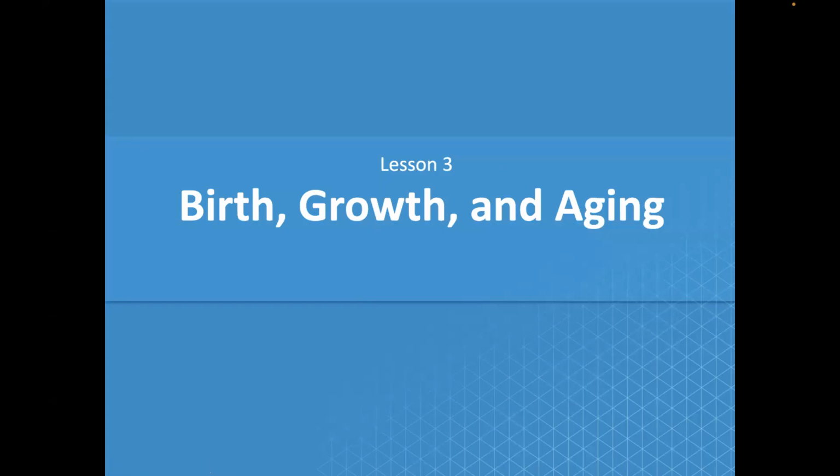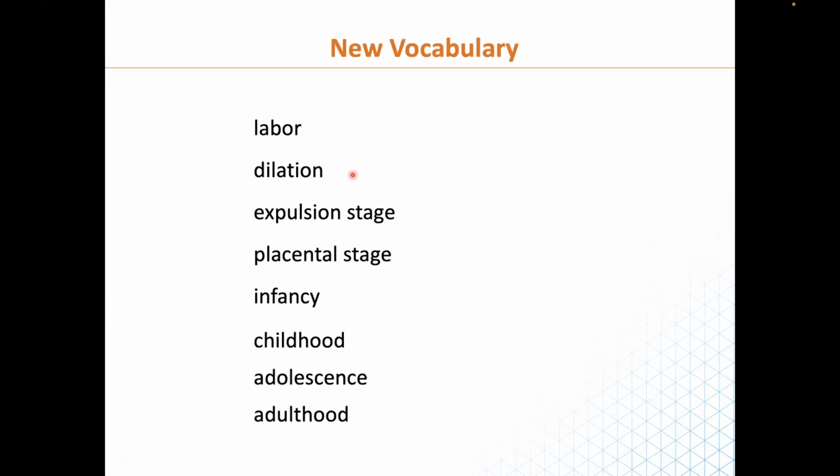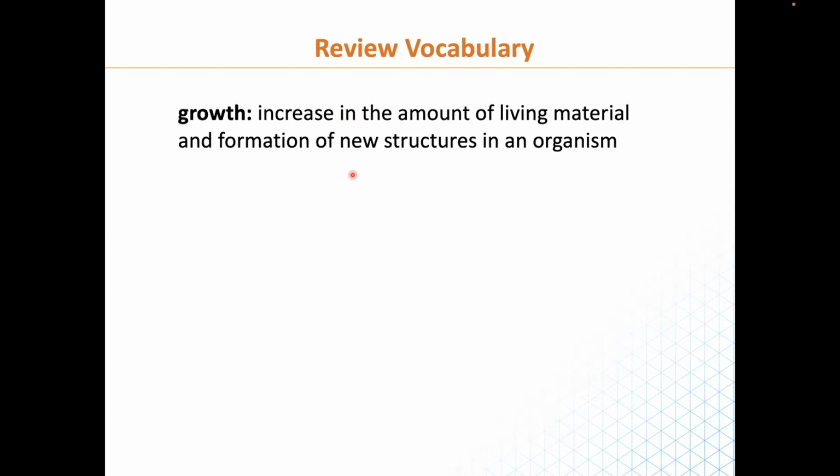Now we want to move on to birth, growth, and aging. In this lesson, one of the things we have to learn is what are the stages in which a human develops from an infant to become an adult. We also want to talk about labor, dilation, expulsion stage, placental stage, infancy, childhood, adolescence, and adulthood.